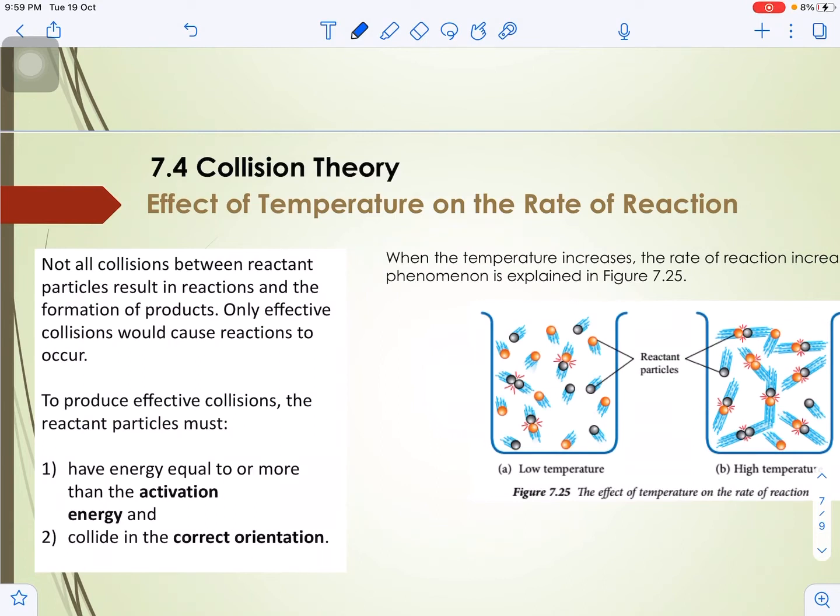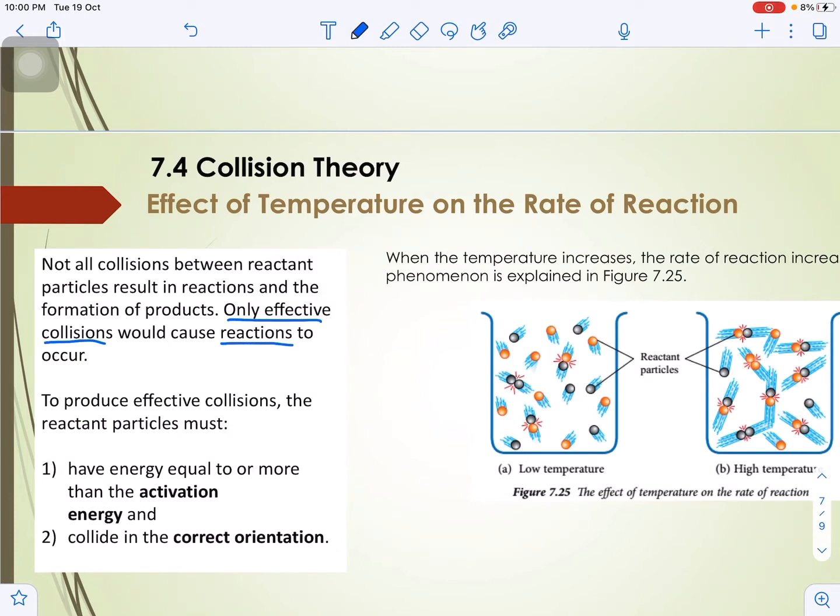Dalam mana-mana tindak balas di antara dua reaktan, semestinya kita akan ada collision between the reactants. So, dia akan berlanggar. But we need to know that only effective collision yang akan menghasilkan reaction. Kalau dia just berlanggar tapi tak efektif, maka dia hanya akan bounce, dia hanya akan melantun, tak akan ada produk. Produk akan terhasil bila kita ada effective collision. Only effective collision yang akan menghasilkan produk.